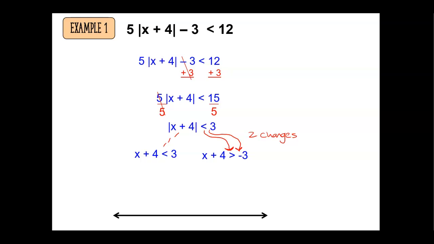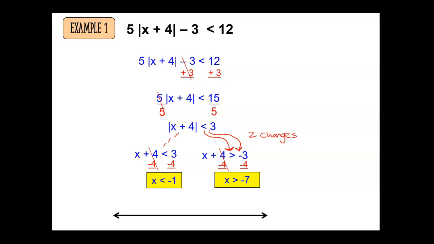How do I get rid of the plus 4? On both of them, you subtract 4. Minus 4, minus 4. And I'm going to get my, so the left one, 3 minus 4 is -1, yes. And on the right one, -3 minus 4 is -7, yes. So notice the inequalities though. It's x less than -1 and then x greater than -7.